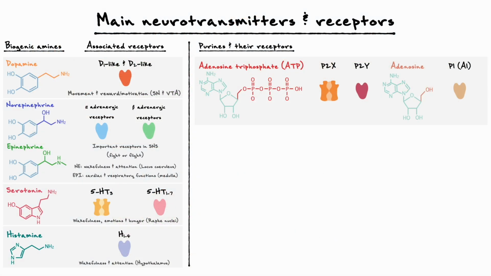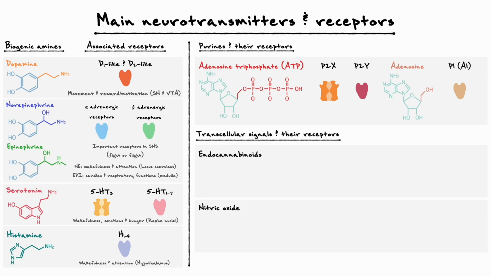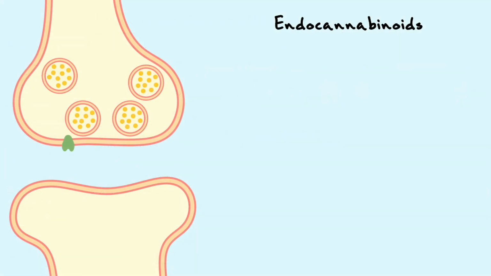Alright, with the classic neurotransmitters like acetylcholine, glutamate, GABA, glycine, the biogenic amines, and the purinergic neurotransmitters now covered, I want to go over some neurotransmitters that are a bit unconventional relative to what we're used to seeing. These neurotransmitters are endocannabinoids and nitric oxide, and they are often referred to as transcellular messengers for reasons you will soon understand. To see how these neurotransmitters work, let's begin with endocannabinoids.